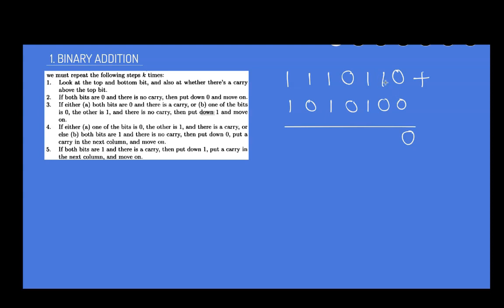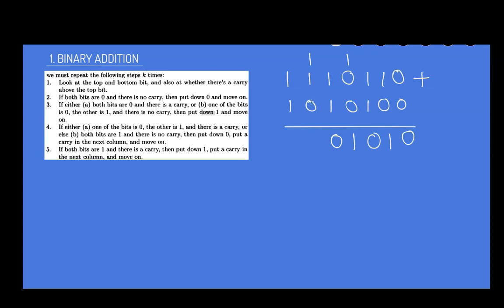Now, going to the next place, we have 1 plus 0 and there is still no carry. So the sum will be 1 plus 0, which is 1. So we should put down 1 and move on. In the next place, we have 1 plus 1, which is 2. 2 is represented as 1 0. So we should put down 0 and put carry 1 to the next place. Now we have 1 plus 0 plus 0, which is 1. Next place we have 1 plus 1, 2. 2 is represented as 1 0. So 0 is placed here and we carry 1 to the next place.